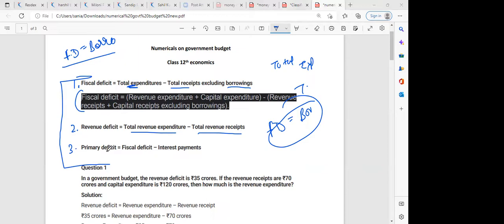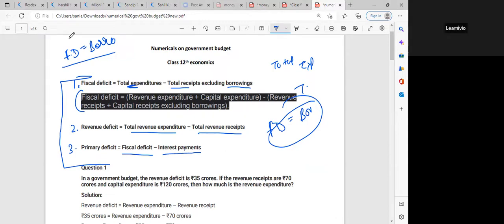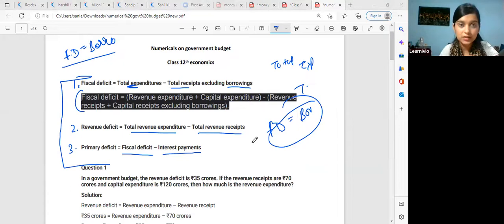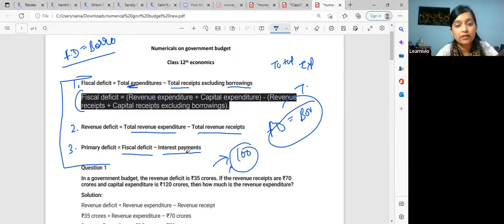And next is primary deficit. Primary deficit is fiscal deficit minus interest payment. Now what is interest payment? For example, you took a loan from someone. In that case, you have to pay interest, right? For example, you took a loan of 100 rupees, and every month you are paying the loan and you are paying interest over it. So that is the interest payment.